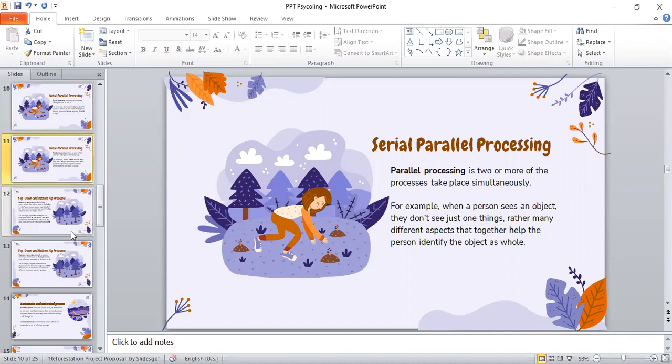Parallel processing is when two or more of the processes take place simultaneously. For example, when a person sees an object, they don't see just one thing, but rather many different aspects that together help the person identify the object as a whole. Next.